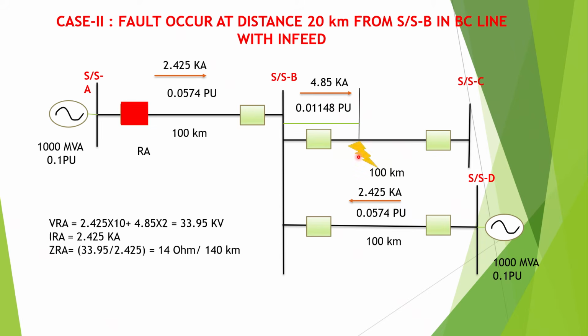Although the fault occurs at a distance of 120 kilometer from substation A end, the relay will see this fault at a distance of 140 kilometer from substation A end due to INFEED from substation D end.